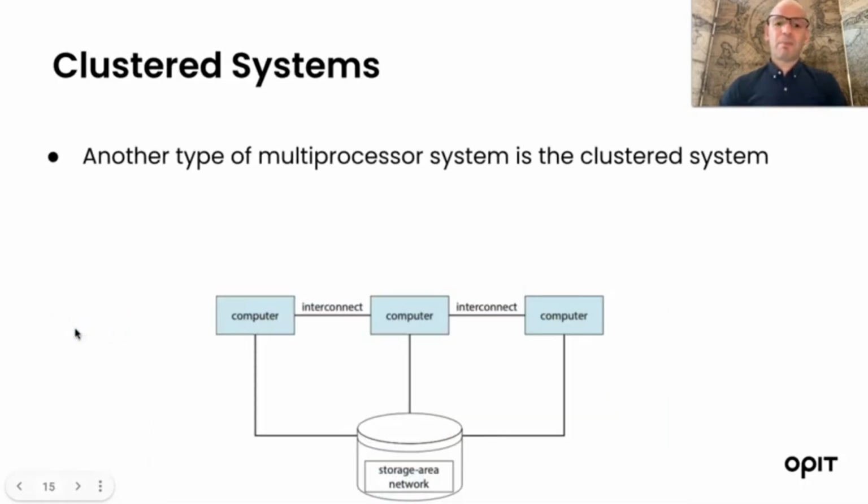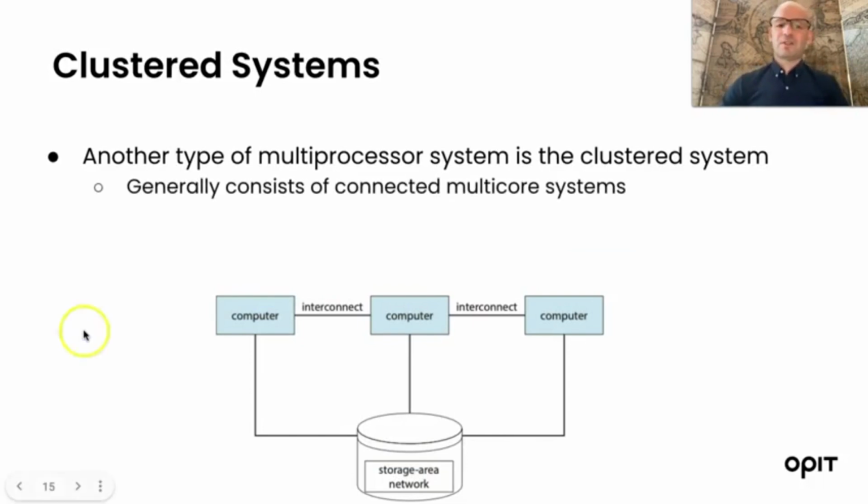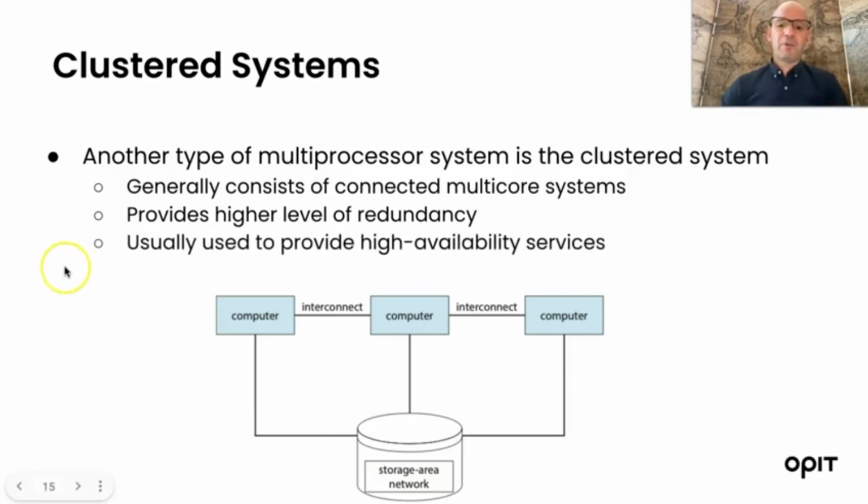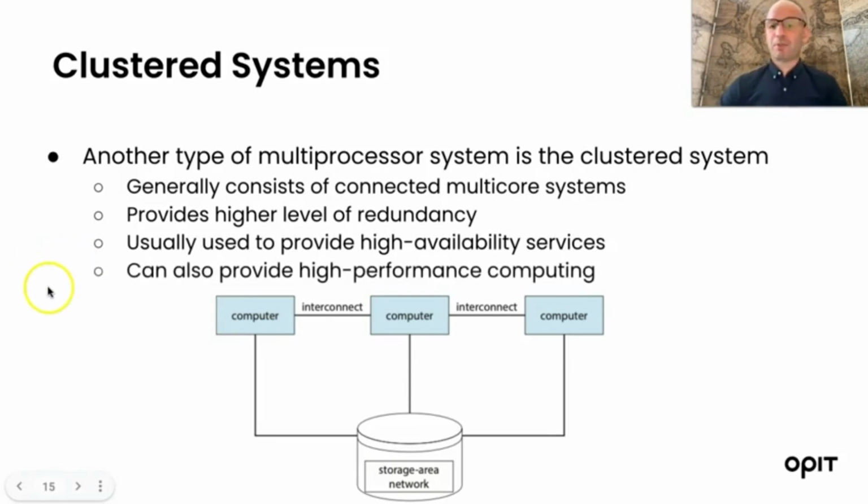Clustered systems. Another type of multiprocessor system is the clustered system. This generally consists of connected multi-core systems, and it provides a high level of redundancy. So in instances where we can't have any downtime, where we need 24/7 uptime, 365 days a year, we might want a clustered system to ensure that is what actually occurs. It's usually used to provide high availability, but it can also provide high performance computing as well. So two reasons to use clustered systems.